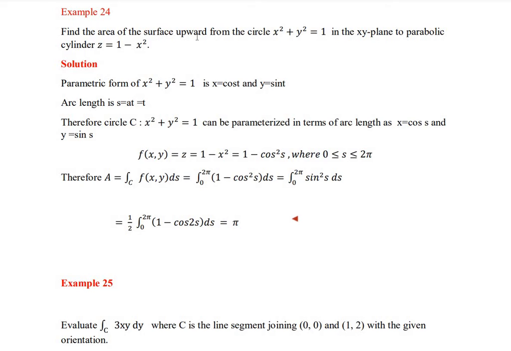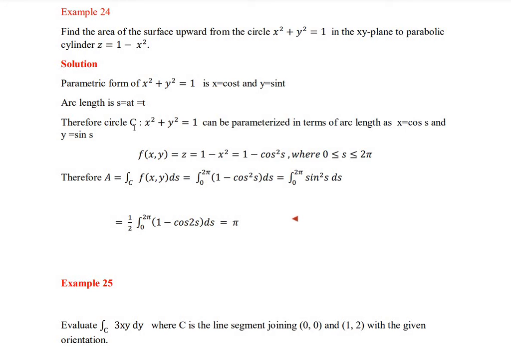Next one: find the area of the surface extending upward from the circle x² + y² = 1 in the xy plane to the parabolic cylinder z = 1 − x². The parametric form of x² + y² = 1 is x = cos t and y = sin t. Then the arc length is s = at. Here we use the arc length as the parameter. What is a? a is the radius of that circle, which is 1. So a = 1, and you will get s = t.